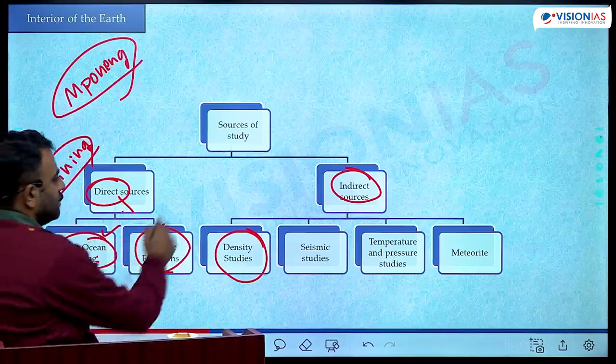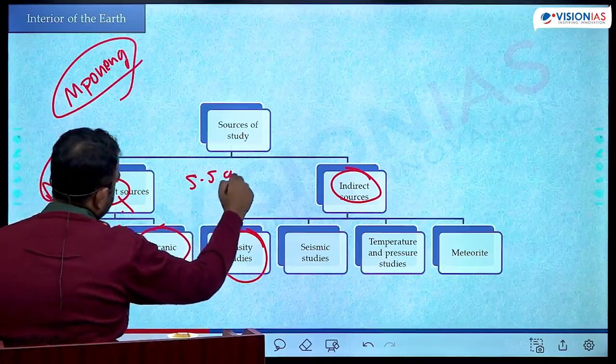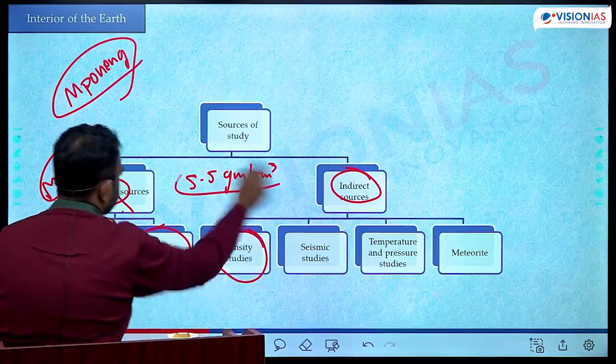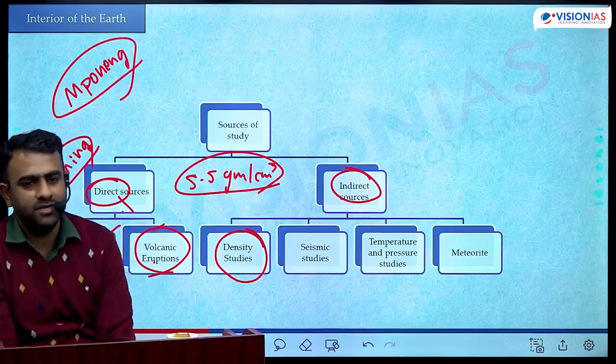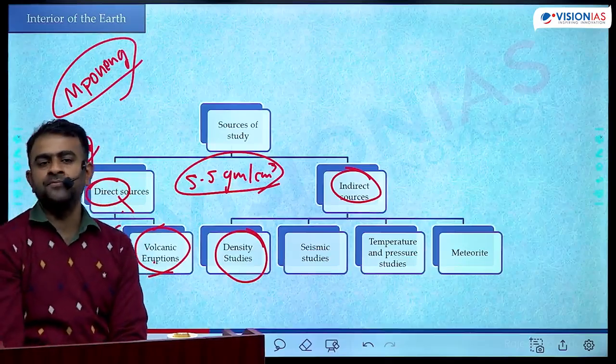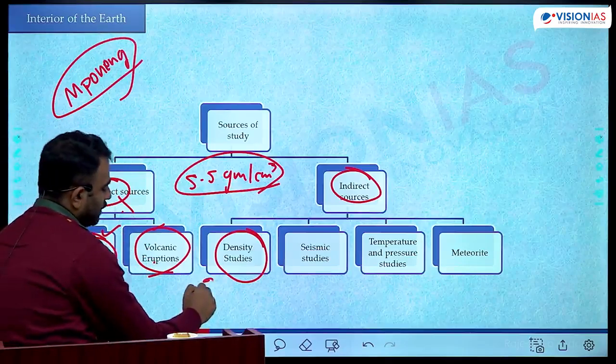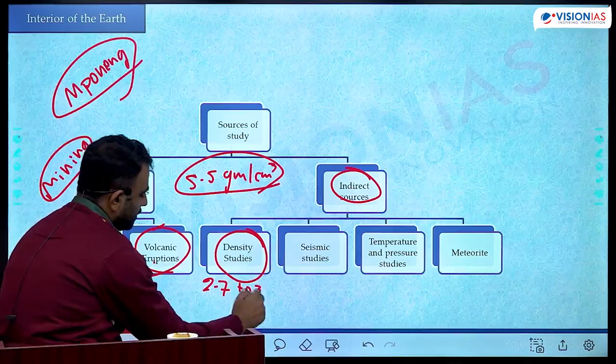What is the average density of Earth? 5.5 gram per centimeter cube. This is the average density of Earth. But if you check the density of the rocks near the surface, it is very, very low in density. The surface density varies between 2.7 to 3 gram per centimeter cube.